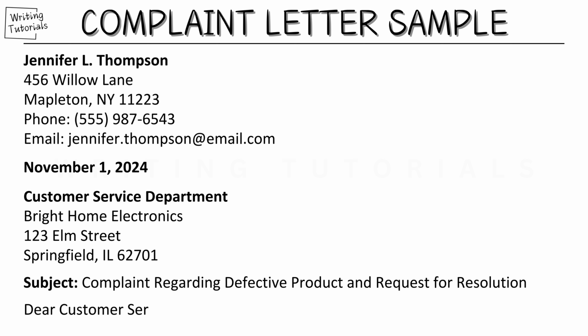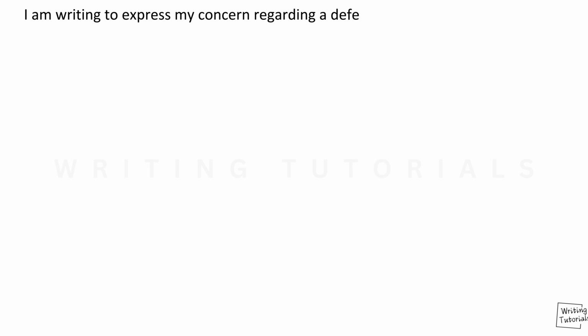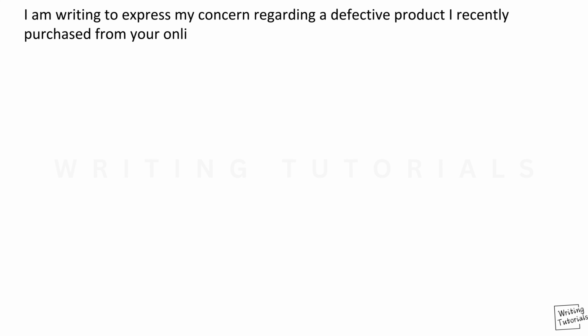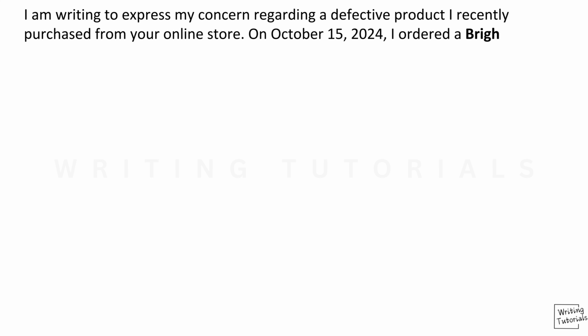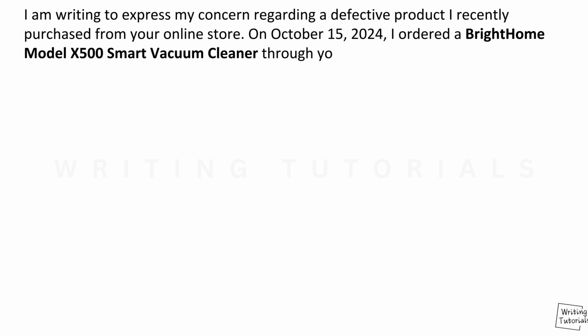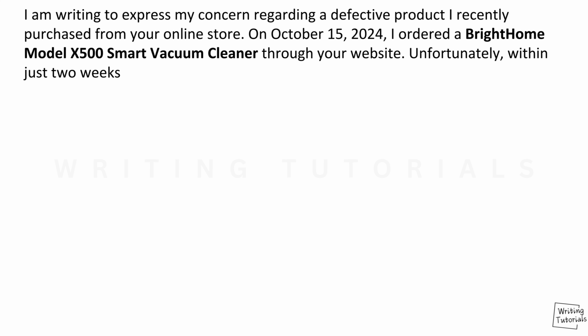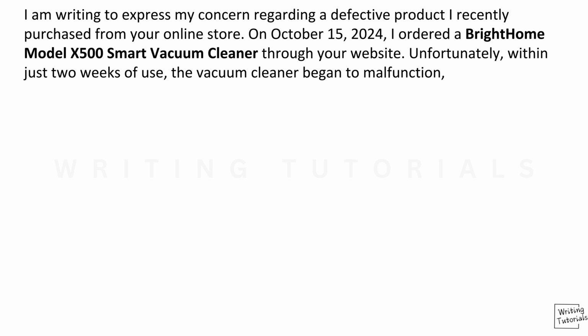Opening and purpose of the letter. Now we get to the opening paragraph, where Jennifer states the purpose of her letter. She begins with, "I am writing to express my concern regarding a defective product I recently purchased from your online store." This sentence is polite but direct. It shows respect while letting the company know right away why she's writing. In your complaint letter, start by clearly stating your reason for contacting them. You don't need to go into too much detail yet, just give a brief overview of the issue.